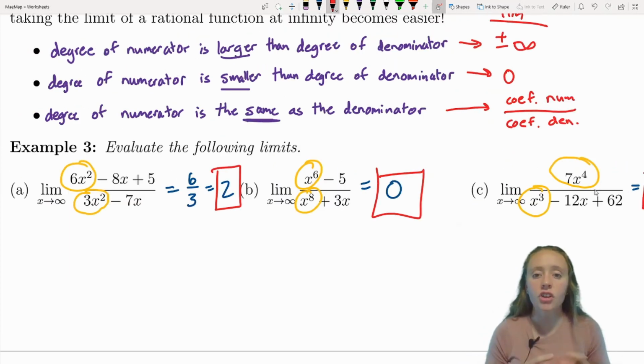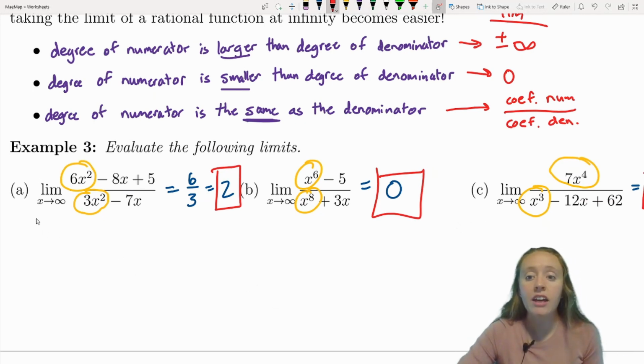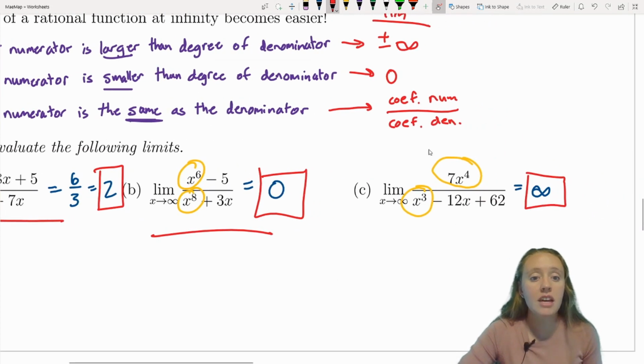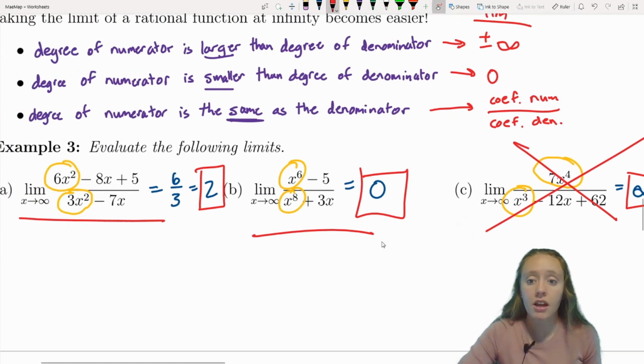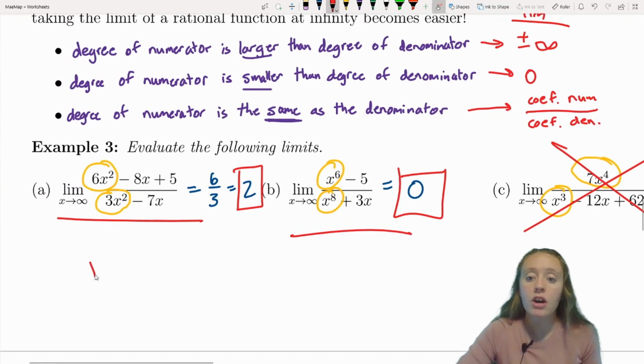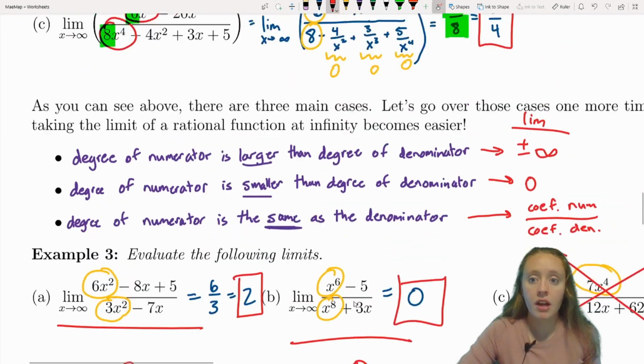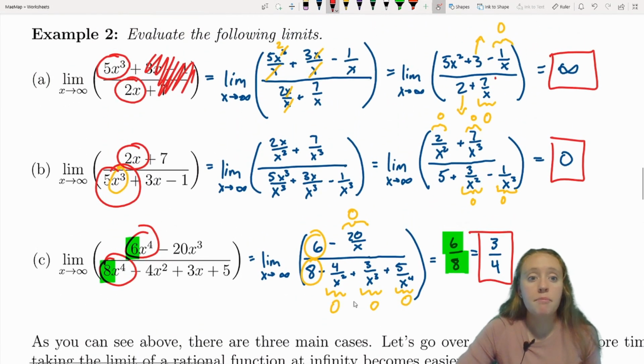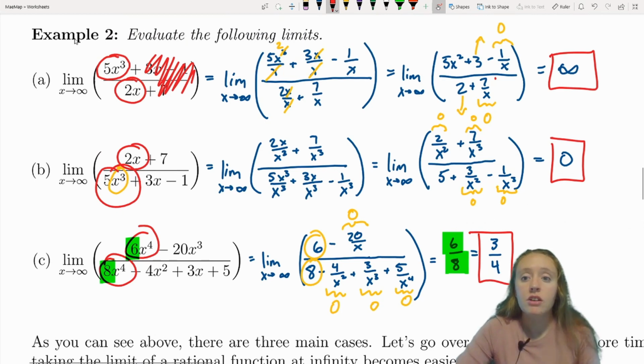So now, tying this all back together with what we did up above, which of these functions has a horizontal asymptote? That's when we get a finite value for the limit of our function as x approaches infinity. So in this case, A would have a horizontal asymptote as well as B. C would not because that's approaching infinity. So our horizontal asymptote for A would be that y equals 2, and our horizontal asymptote for B would be that y equals 0.